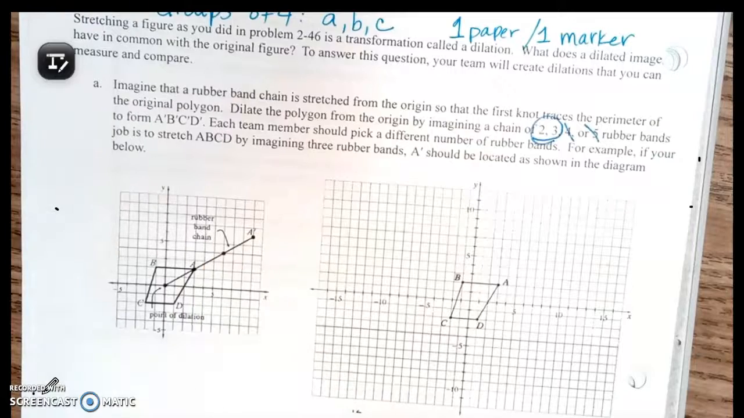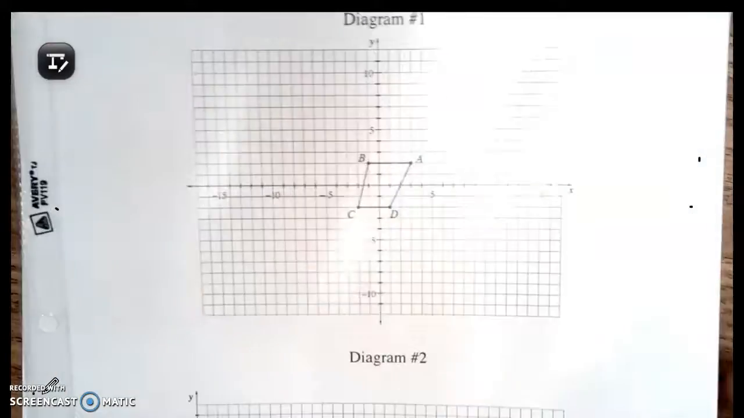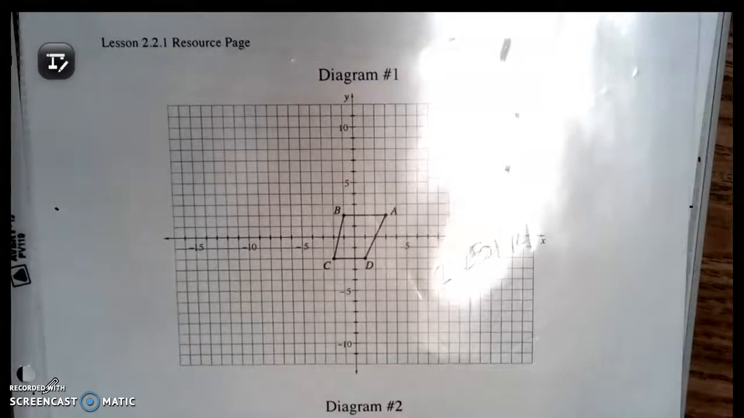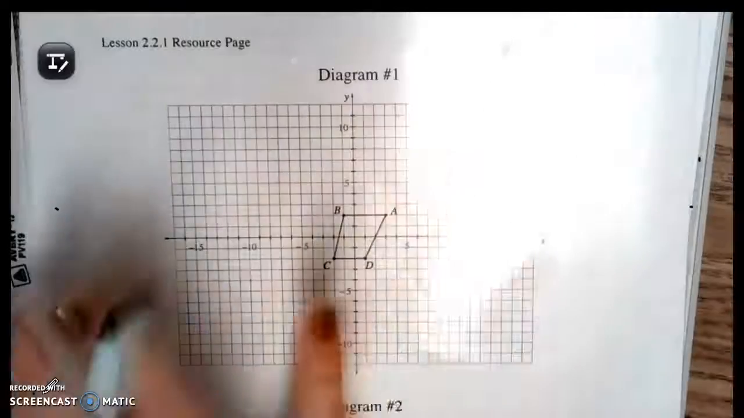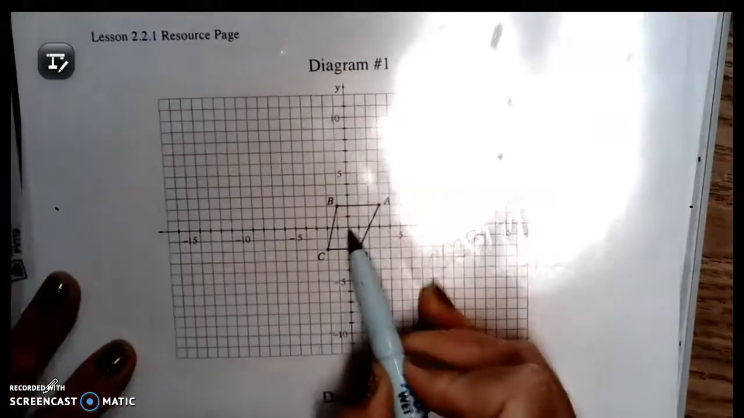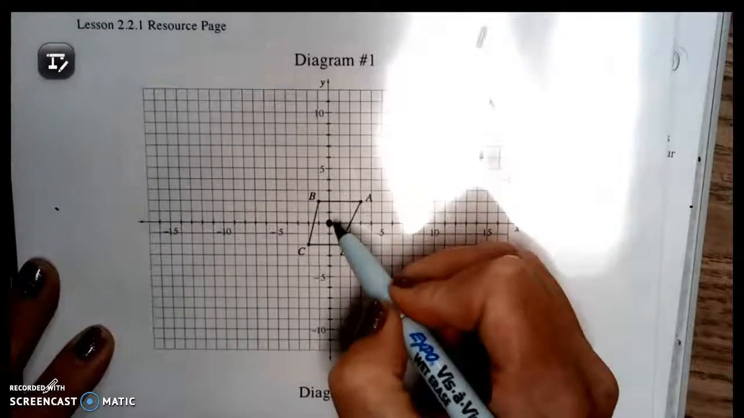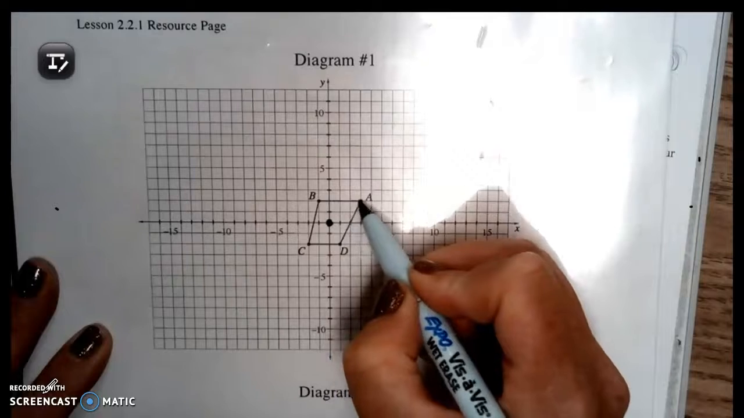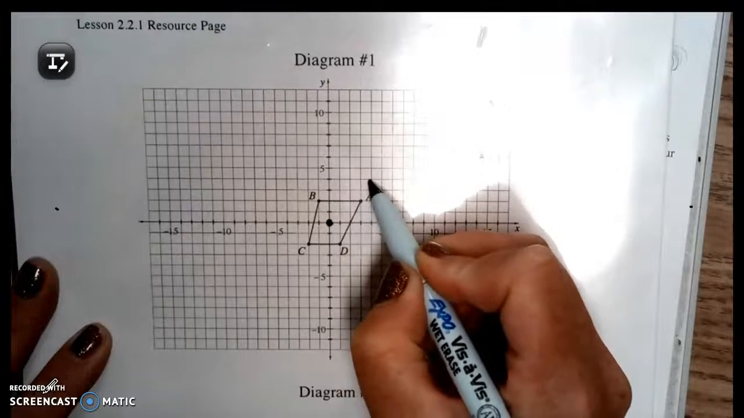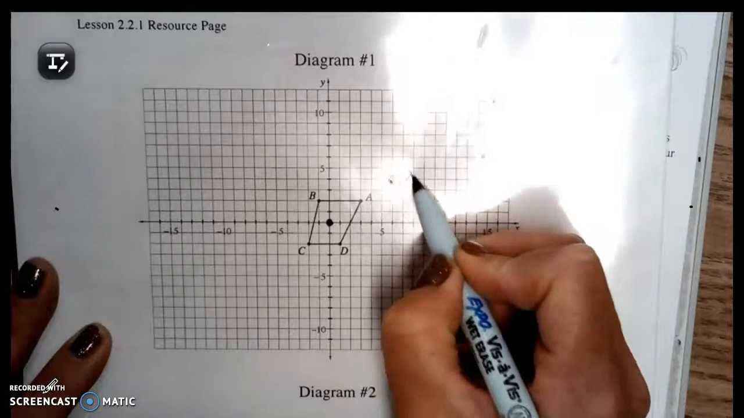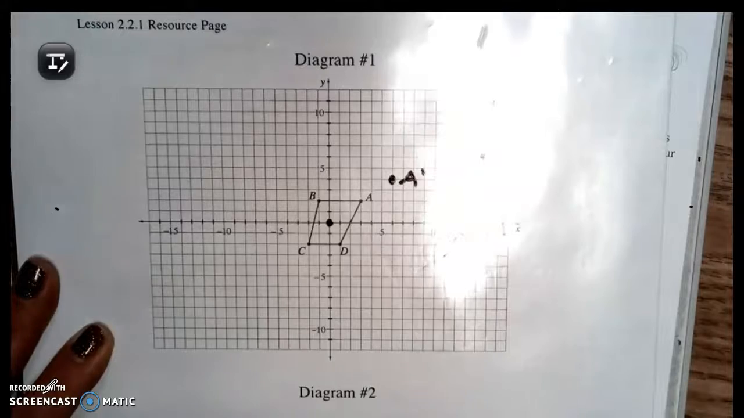Okay? So here's what it's going to look like when you do it on the little paper I give you. This is going to allow you to mess up in case you need to mess up. This can be erased. Okay? So if this is the center where they want you to dilate from, you would count up 2, over 1, 2, 3. Up 2, over 1, 2, 3. And you would call that A prime.